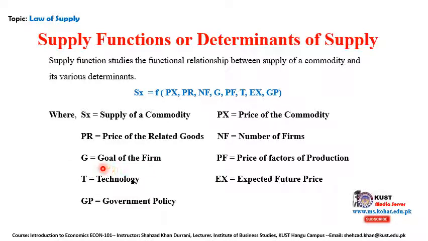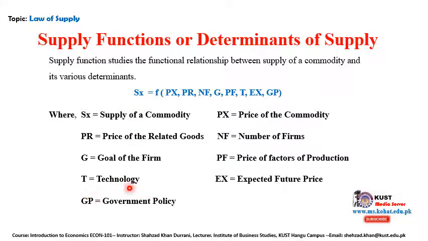Then we have goal of the firm. If the goal of the firm is changing, they want to, for example, come up with a different strategy or a new product or bring changes, etc. The PF, price of factors of production, right? For example, land, labor, capital, entrepreneurship, right? So these are the factors of production. It also changes the supply of a commodity.